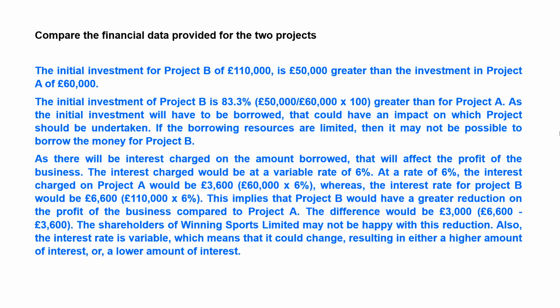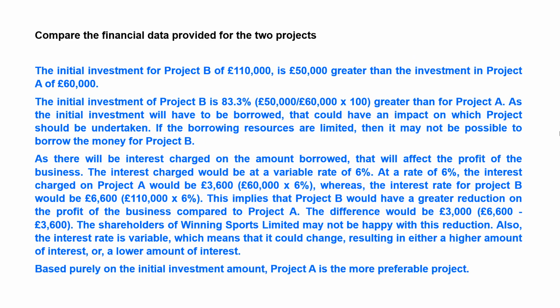So this implies that Project B would have a greater reduction on the profit of the business compared to Project A. The difference would be £3,000. So again, where does that come from? That comes from the £6,600 for Project B compared to the £3,600 for Project A. Now, the shareholders of Winning Sports Limited may not be happy with this reduction, and also the interest rate is variable. If it's variable, it means it could change, so it could result in either a higher amount of interest or a lower amount of interest being charged.